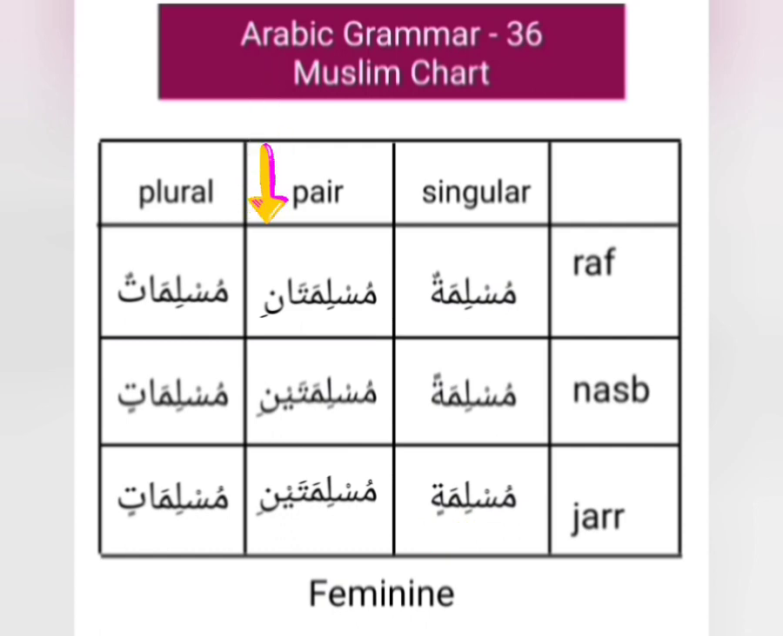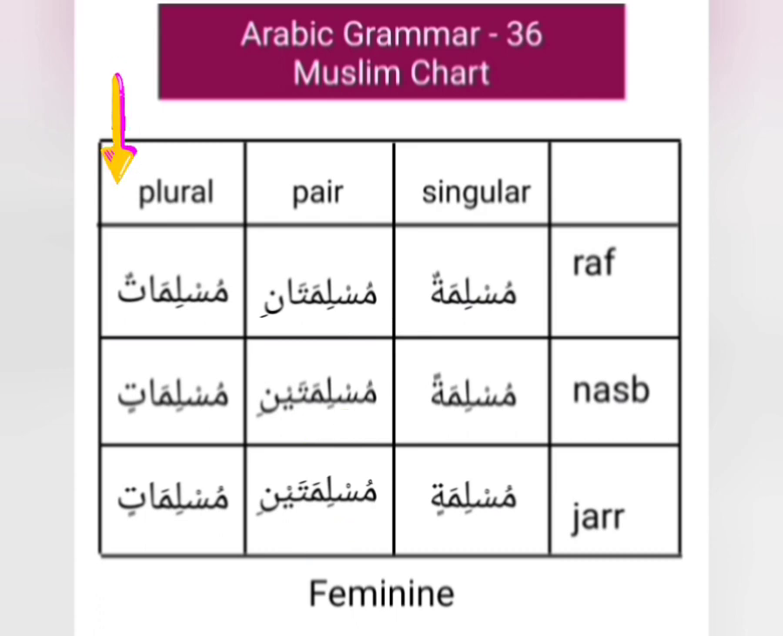Second column is of pair words, and feminine pair words can have 2 types of ending combinations, tani and taini. So Muslima has 2 types of pair ending combinations, Muslimatani and Muslimataini. The status of the first word Muslimatani is Rafa. The status of the second word Muslimataini can be Nasab or it can be Jar. So we write it in both the lines of Nasab and Jar.